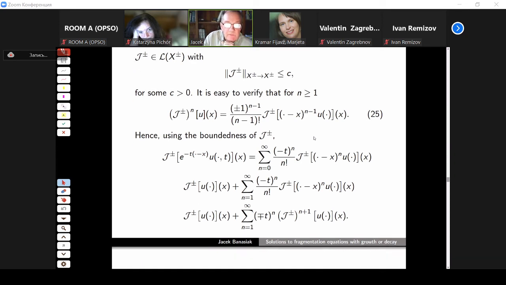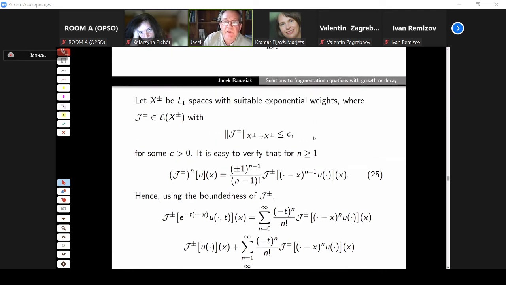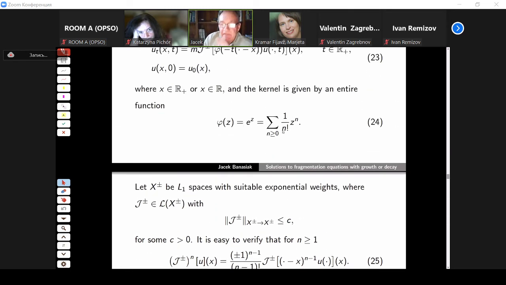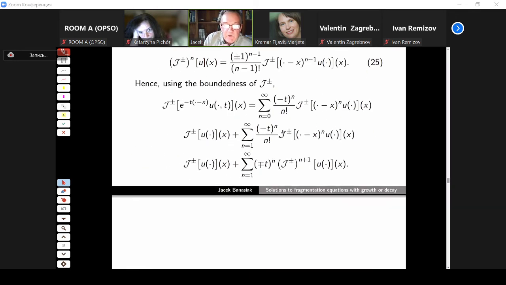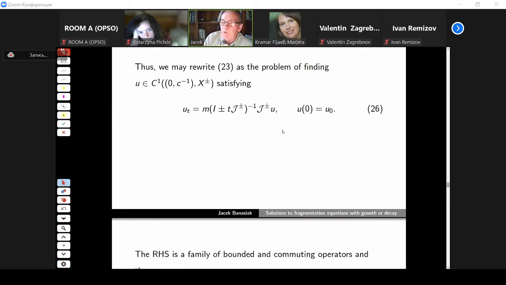a certain product actually. And then if you simply do calculations and use the fact that your function phi here is a nice entire function, then we convert our problem to a very simple non-autonomous differential operator equation 26. But the fact that it is a non-autonomous problem doesn't make our life too difficult, because all operators here, independent of these operators, commute.